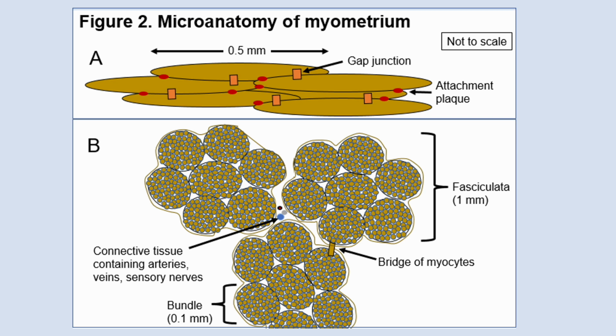In B, we have the slightly more upscale microanatomy, where the bundles are about a 1/10 of a millimeter in size, and many of them, more than 6 or 7, form the fasciculata, which are about 1 millimeter in diameter. There are some bridges of myocytes that help connect the fasciculata together, and in between the fasciculata is connective tissue, which contain all of the necessary arteries, veins, and sensory nerves. Between the cells within the bundles is called the interstitial space, and that's not connective tissue, that is basically fluid.